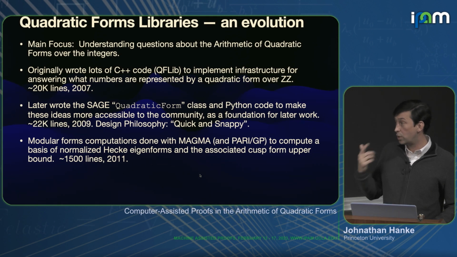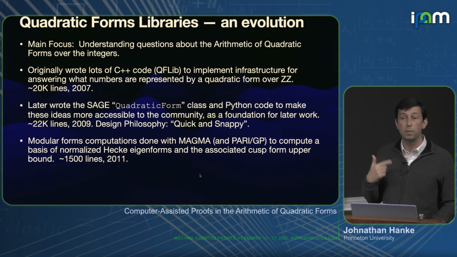And then in order to do the modular forms computations, it's very hard to find something that could really do this at scale. And so Magma was the thing that I used eventually. PARI/GP also now supports modular forms. But this computation is a beast.